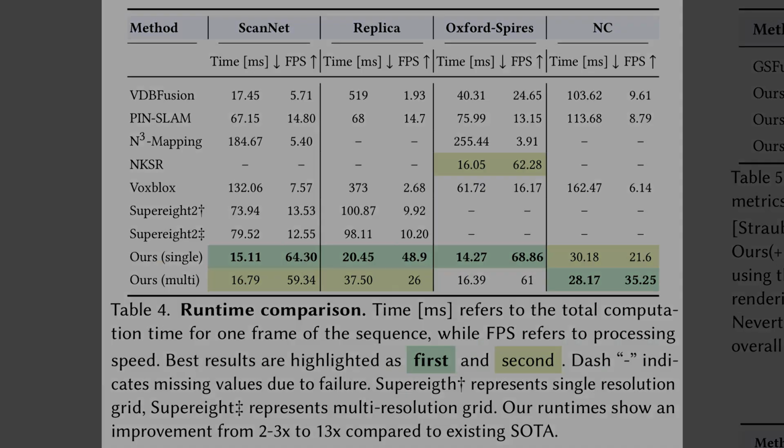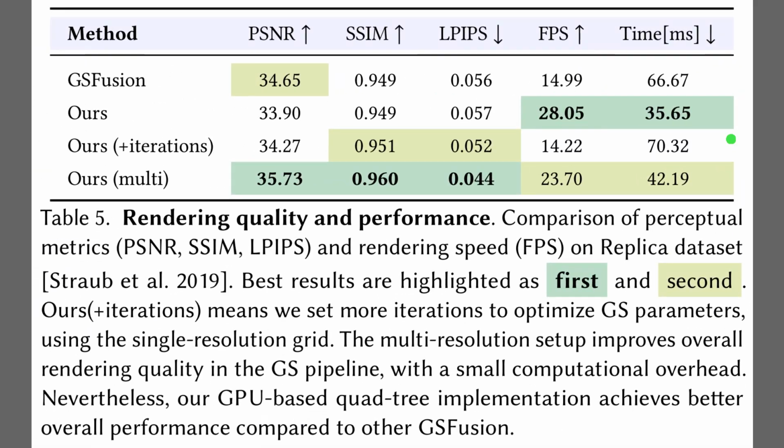the highest frame rate. Alright, while Table 4 compared raw runtime, Table 5 focuses on rendering quality and speed on the Replica dataset. The metrics show that the multi-resolution version reaches the best visual quality, with the highest PSNR and SSIM and the lowest LPIPS, so images look both sharper and more faithful. The base version of our method achieves the fastest rendering at about 28 frames per second, with the lowest time per frame. The extra optimization iterations slightly improve quality over the plain single resolution run, but at a small cost in speed.